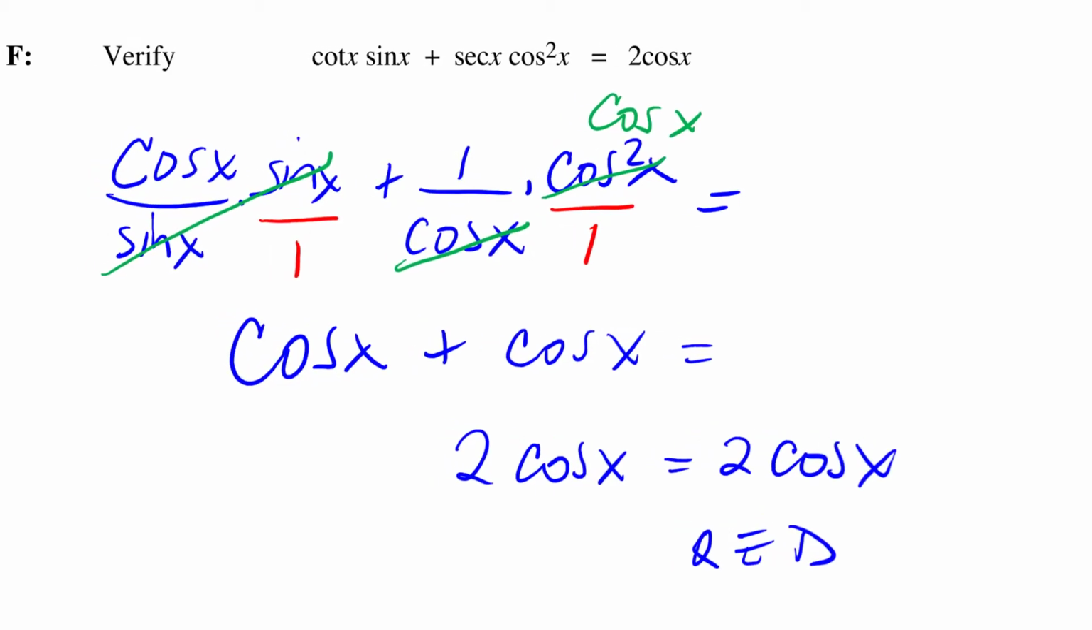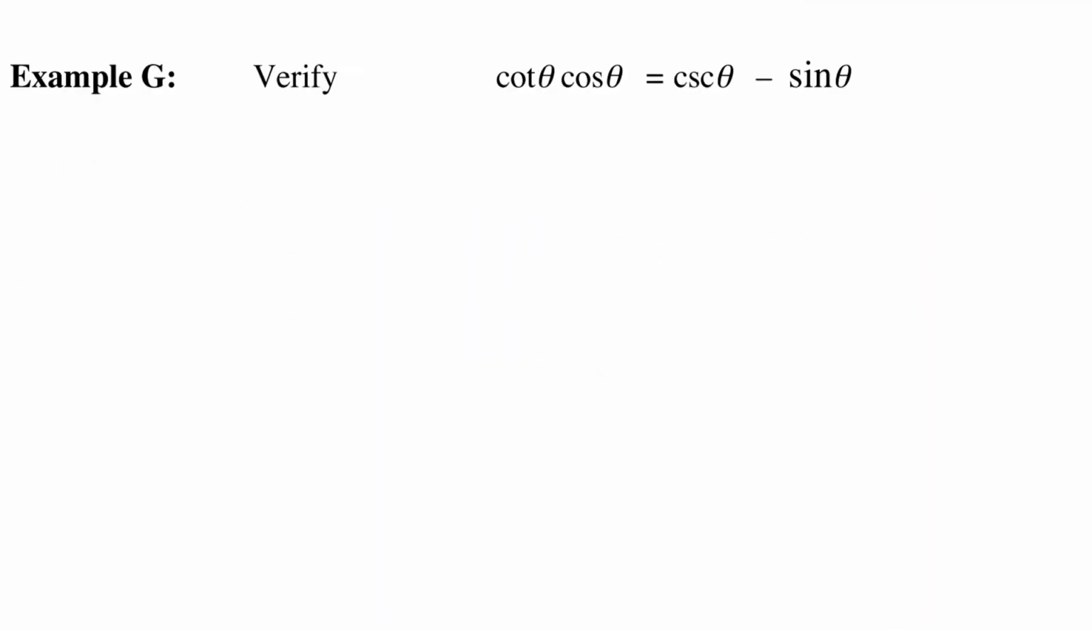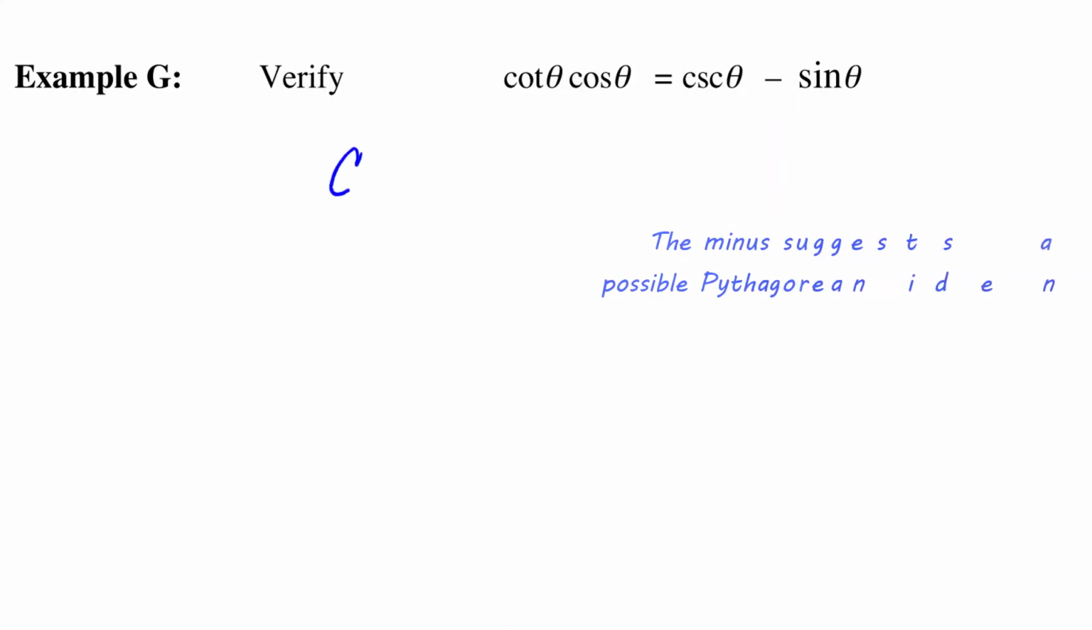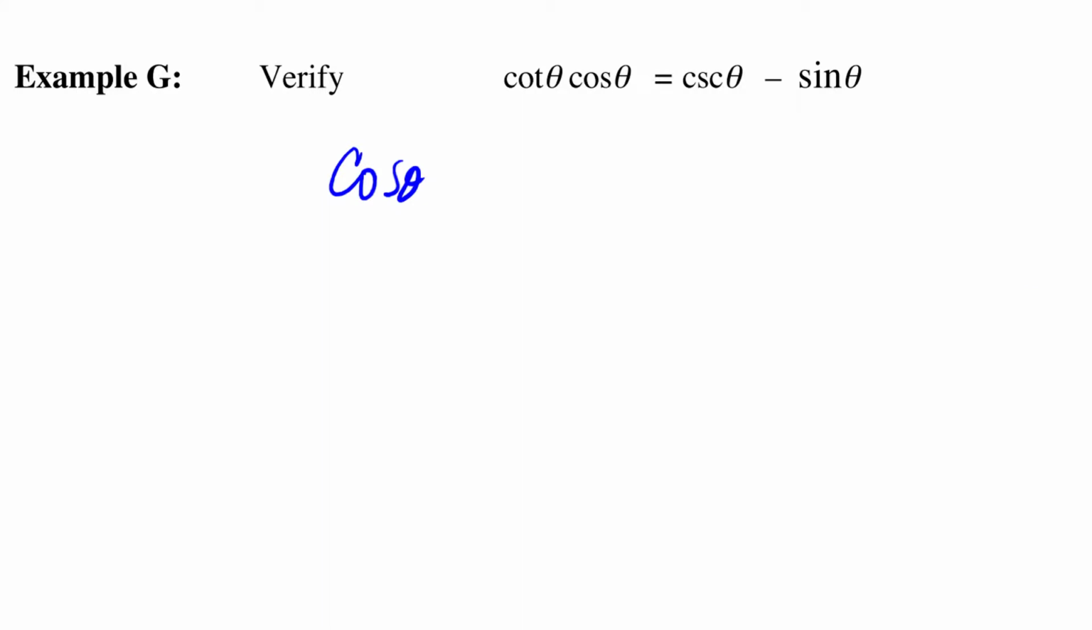Let's see what's next. Verify. Cotangent theta times cosine theta. So we have a single term on the left, but a minus sign on the right. So it suggests that we're going to have a Pythagorean identity in here somewhere. It will appear somewhere. Let's wait and see.